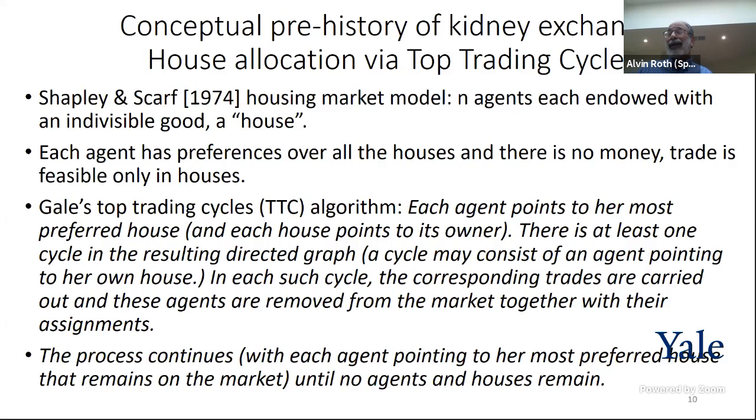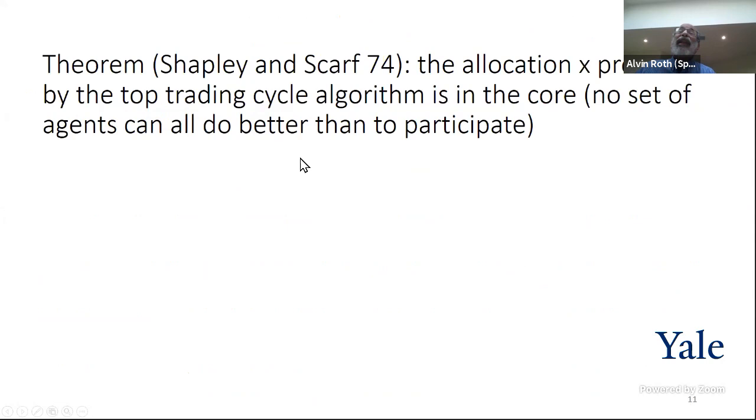And that gives you an allocation. And what they observed was that this is in the core of the game. No set of agents can all do better than to participate. And the reason is, if you wanted to find a dissenting coalition, you couldn't recruit anyone from the first cycle because they've all gotten their first choice. And you can't recruit anyone from the second cycle because they've all gotten their first choice, except maybe for houses that left in the first cycle. And no one in the first cycle wants to trade with them because they all got their first choice, and so on. Okay, so it's in the core.